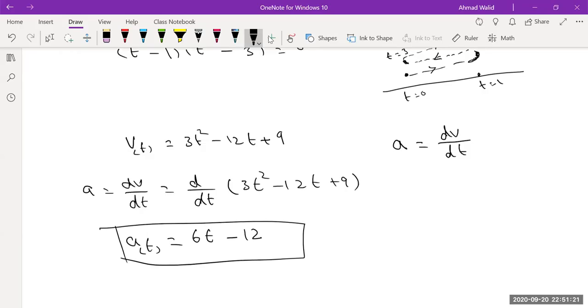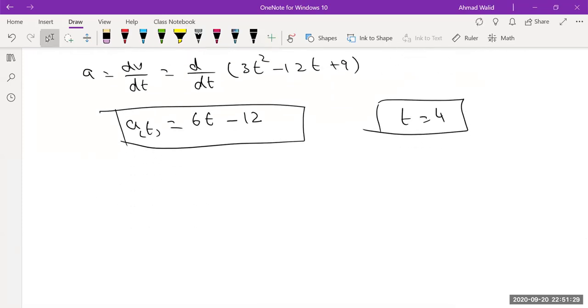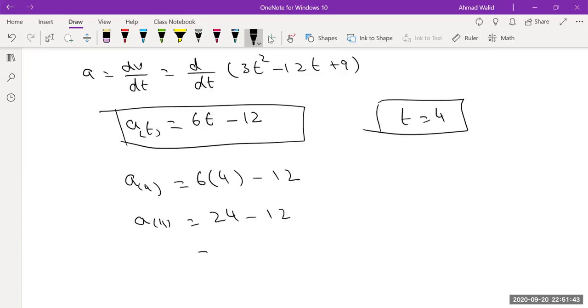Correct? Now, when t is equal to 4, how much is our acceleration? What you do is replace t with 4. You are looking for a of 4. a of 4 equals 6 times 4 minus 12. Then a of 4 equals 24 minus 12, which gives you 12. That means your acceleration is 12.